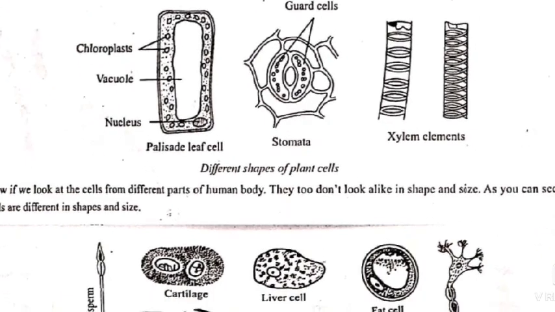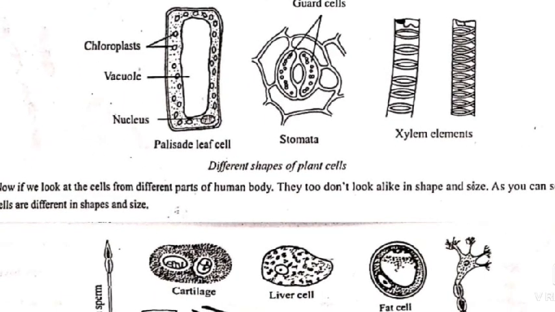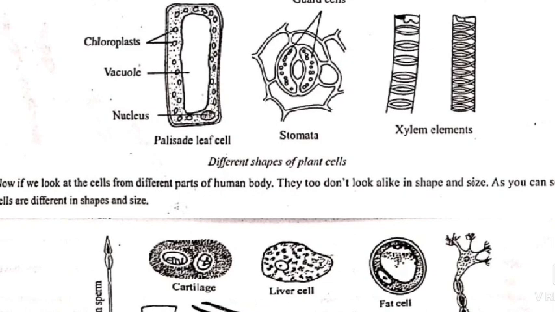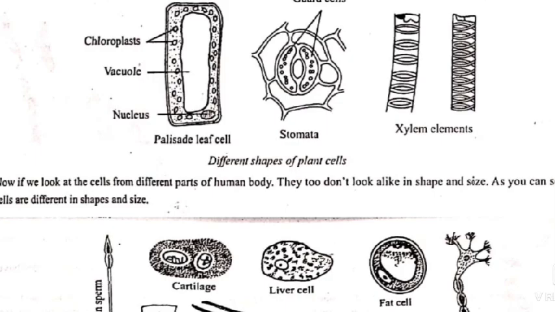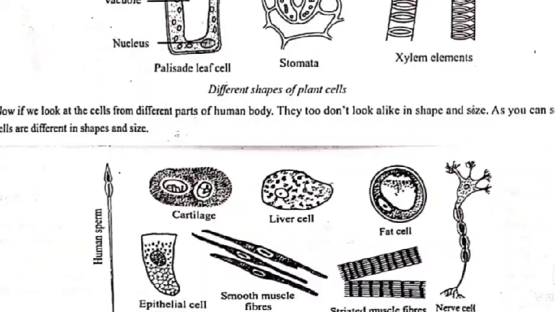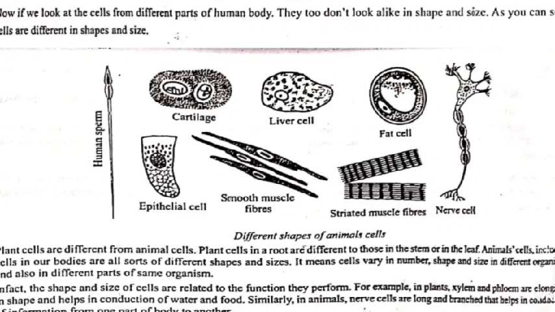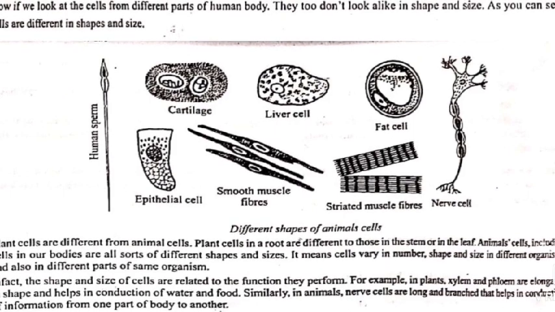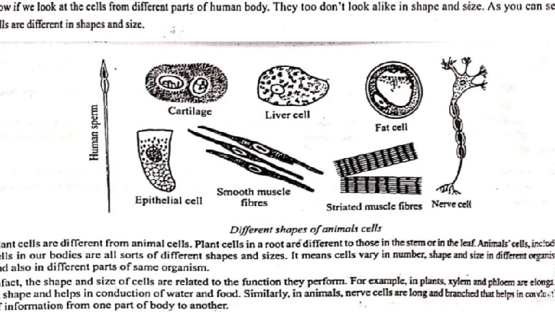Now, if we look at cells from different parts of the human body, they too do not look alike in shape and size. As you can see, the cells are different in shape and size. The human sperm cells have a head, tail and a body in between. The epithelial cells, cartilage cells, smooth muscle fibers, liver cells, fat cells, striated muscle fibers, and the nerve cells.